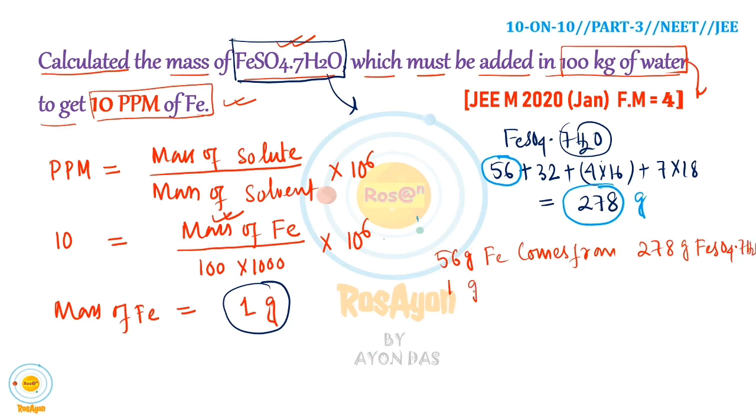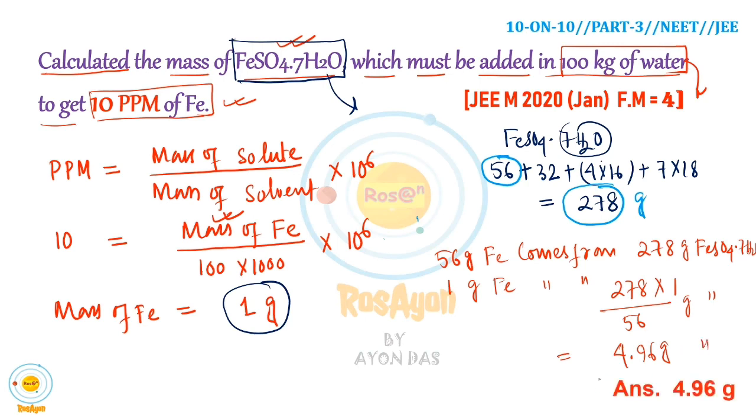So 1 gram Fe comes from 278 into 1 divided by 56 gram ferrous sulfate, that is equal to 4.96 gram ferrous sulfate. So the answer is 4.96 gram ferrous sulfate. Now let's move on to the next question.